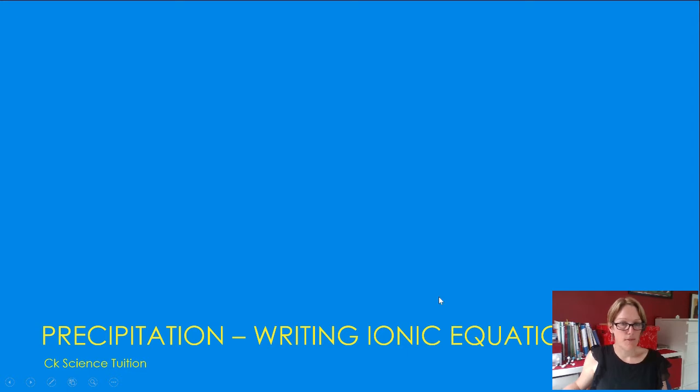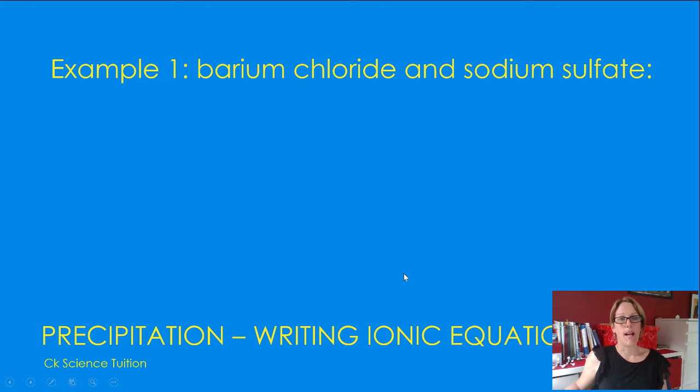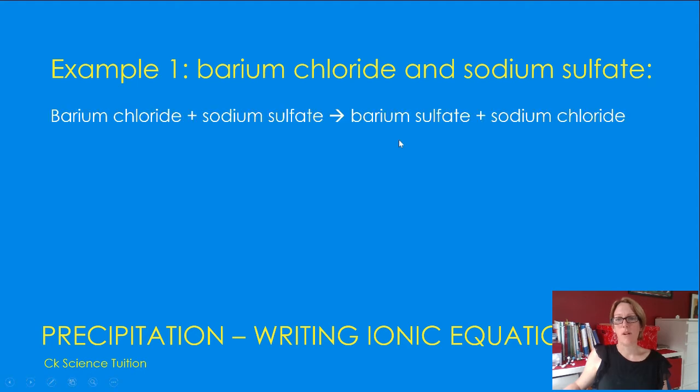So let's go through some examples of writing ionic equations for precipitation reactions. For example, barium chloride and sodium sulfate. Let's say we mixed those two solutions. First thing I need to do is decide which one of those became a precipitate. So if I write a word equation, it doesn't tell me very much.